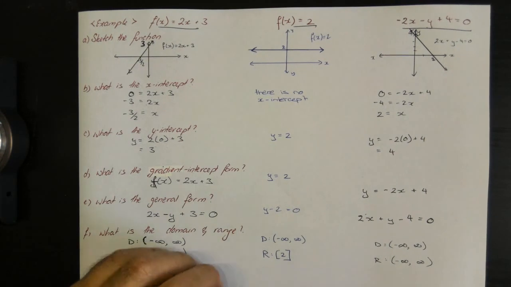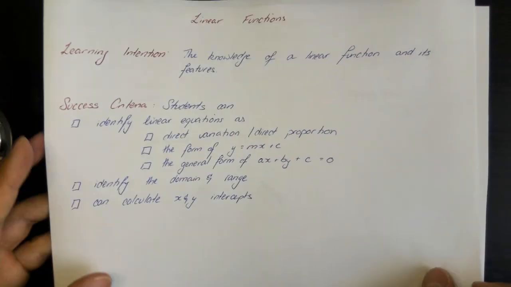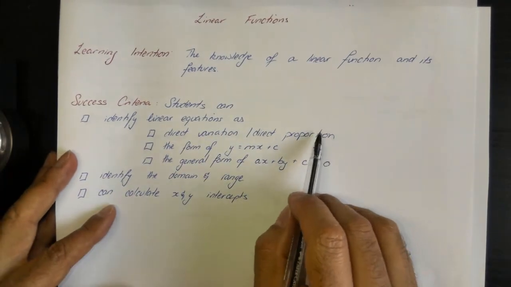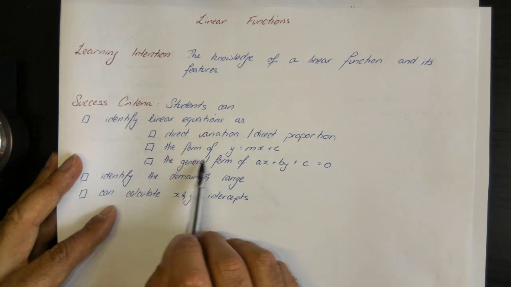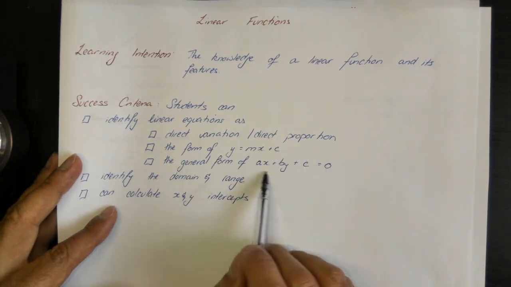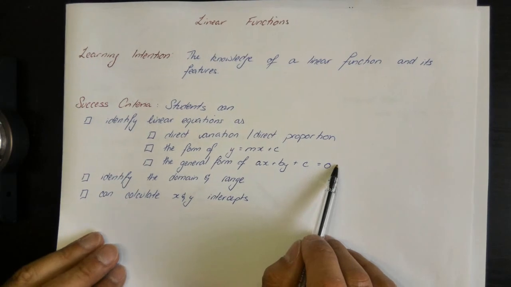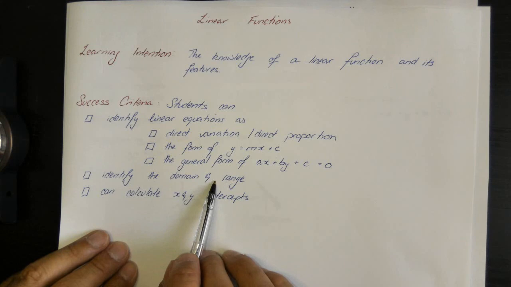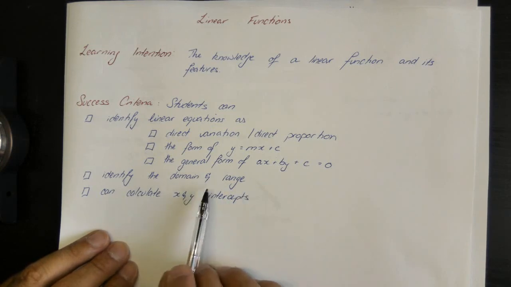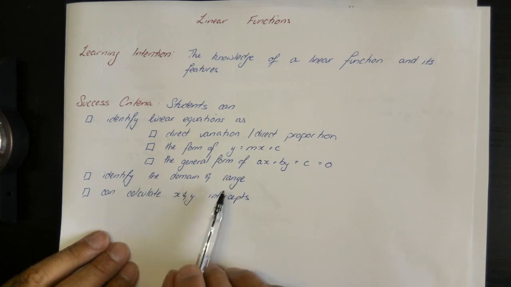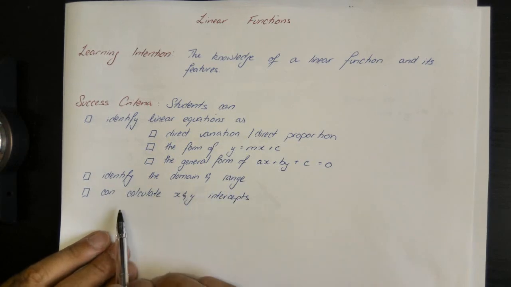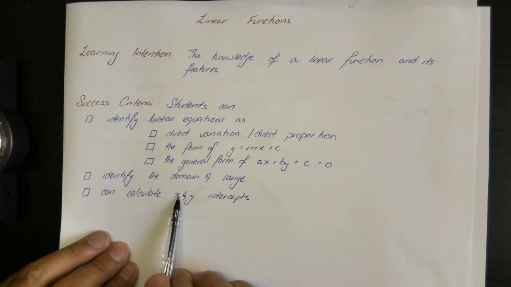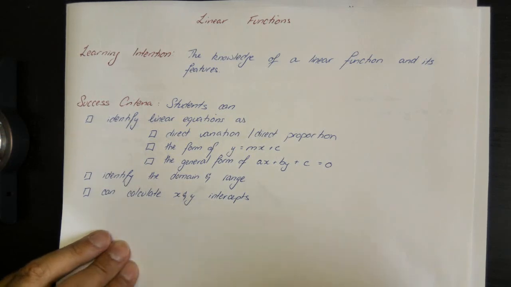Okay, so reminding our success criteria: understand direct variation and direct proportion, so a proportion of k, constant proportion. We have the y equals mx plus c, or the general form ax plus by plus c equals 0. Able to identify the domain and range of a linear function. So predominantly, most of it's going to be from negative infinity to infinity, unless we have horizontal or vertical lines, or unless we specify the domain that we want. And then we can calculate the x and y intercept. The x-intercept happens when y equals 0, the y-intercept happens when x equals 0.